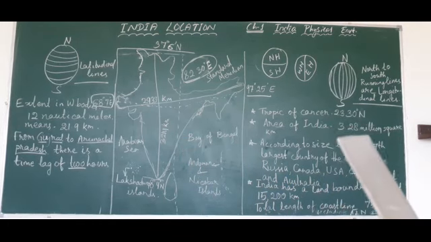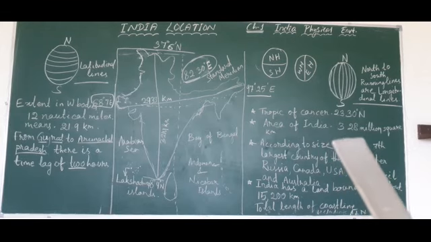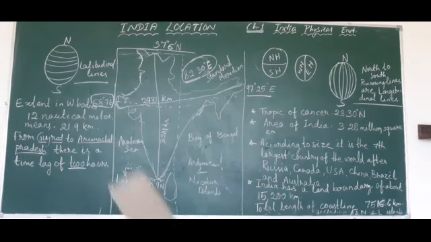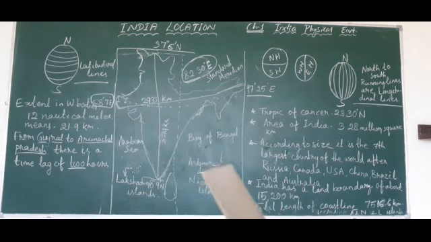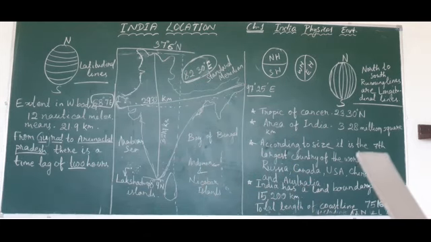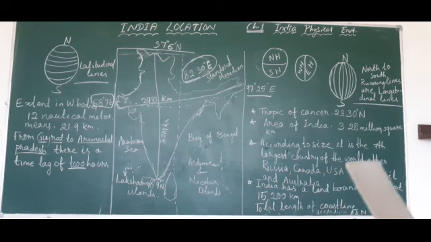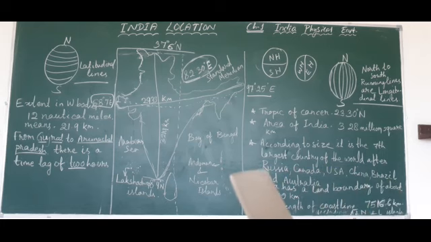The area of India is 3.28 million square kilometers. According to its size, it is the 7th largest country of the world. The largest country of the world is Russia.